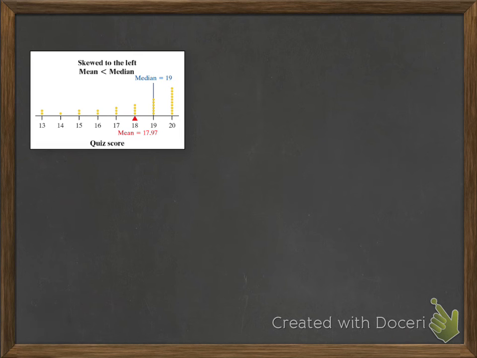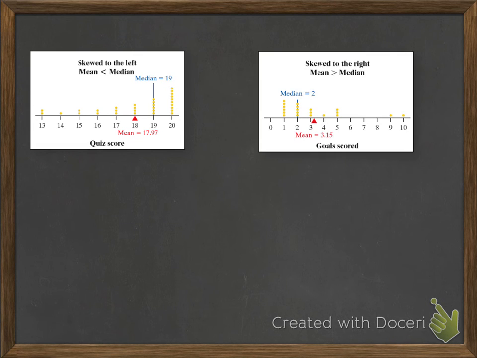Okay. Another scenario is if we're skewed to the right, you'll notice that in this case, the mean is to the right of the median. Why? Because all of those numbers on the right are affecting the mean and pulling it to the right, whereas the median is unchanged. I know this is weird data. I know the first picture is quiz scores. The next is goals scored in a soccer game.